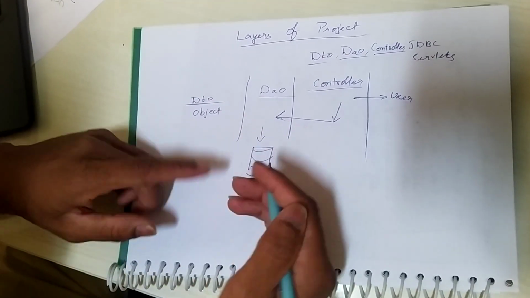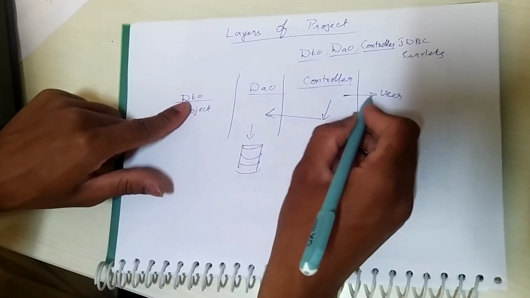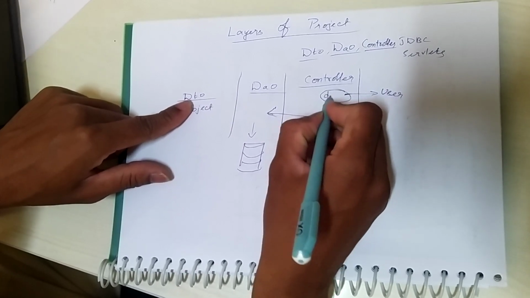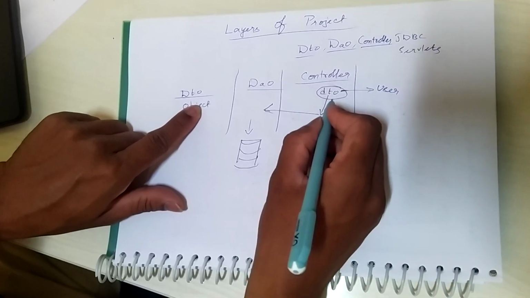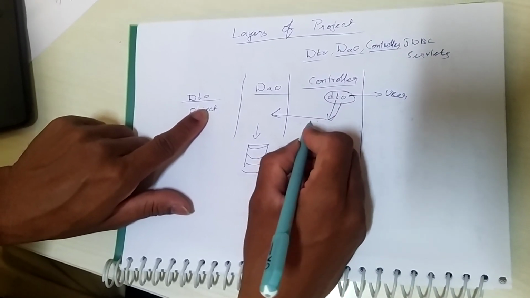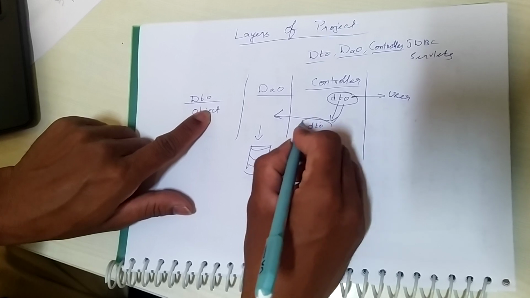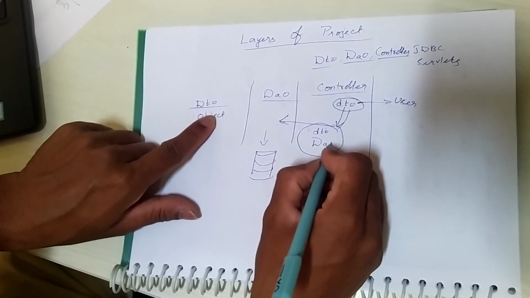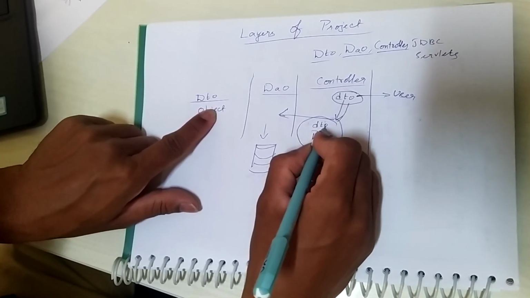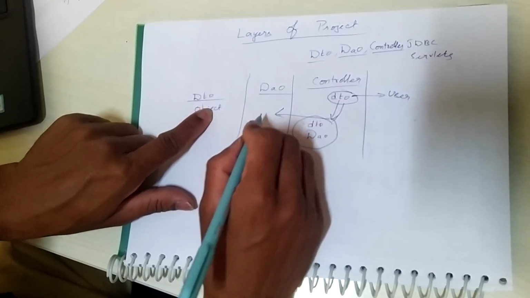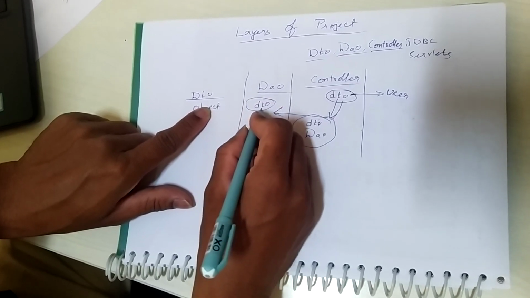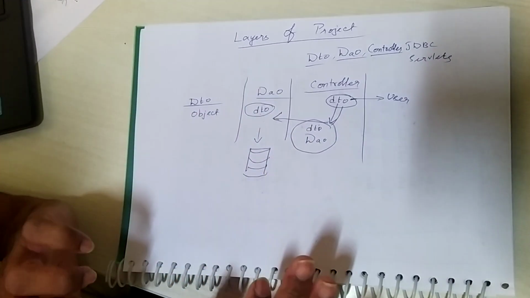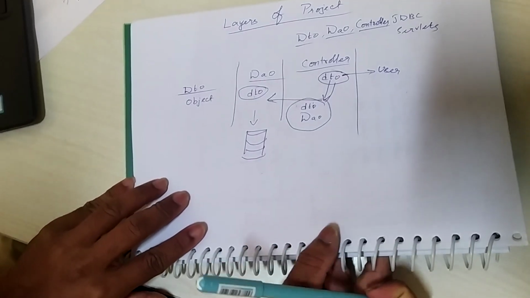Here is how it is happening: all the data is collected from the user with the help of DTO. We will be collecting the data from the user, and we will be sending this DTO object to the DAO layer, and from the DTO object we will be collecting all the data and storing it inside the database. Now we will see a short example to understand these layers.